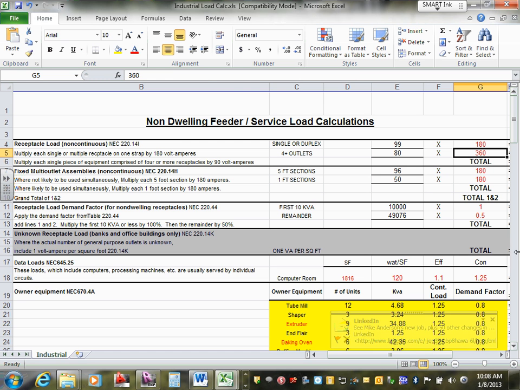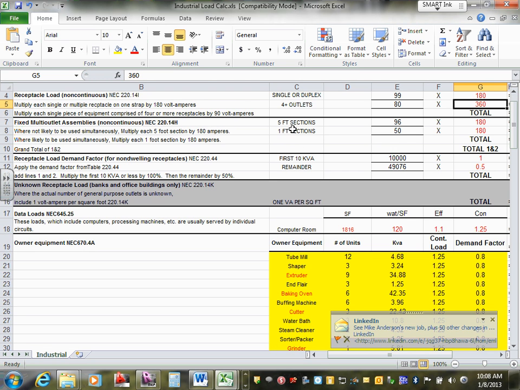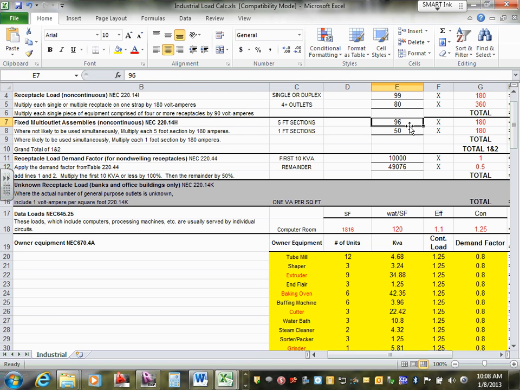So that's your receptacle. Right underneath it, these are 5-foot and single-foot sections, guys. Use these numbers, 96 feet and 50 feet simultaneously used. These are the multi-outlet assemblies that we're going to be using in the lab. So you're going to come back and measure them again, verify. Remember in the lab, on the second floor, there are multi-outlet assemblies, basically power plugs that could be feeding the lab from both sides of the lab.